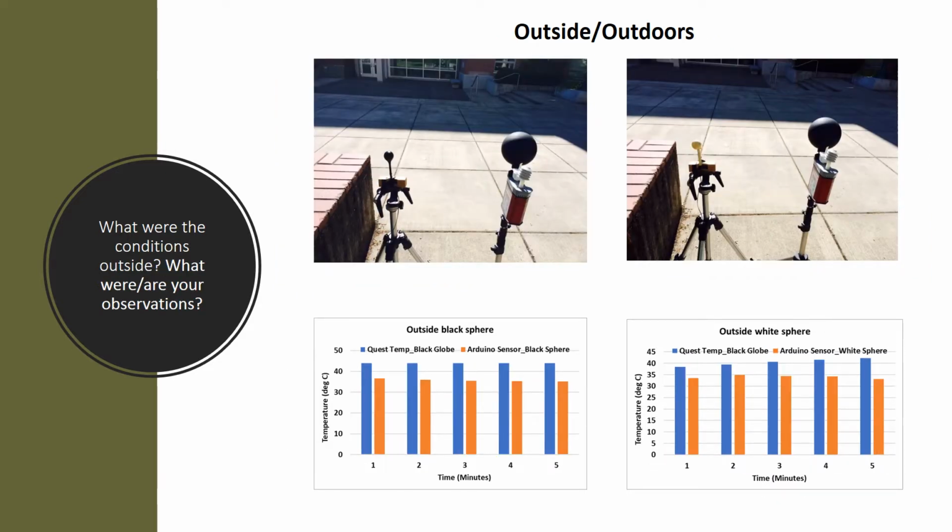The outdoor environment was bright and sunny. Direct solar radiation was incident on the globes. Reflected solar radiation was from the paved walkways and people passing by. It was very difficult to be in the sun for a long time, thus readings were recorded at 1 minute intervals only for 5 minutes. A considerable difference was observed between the recordings of the Arduino globe temperature sensors and the QuestTemp globe temperature sensor.